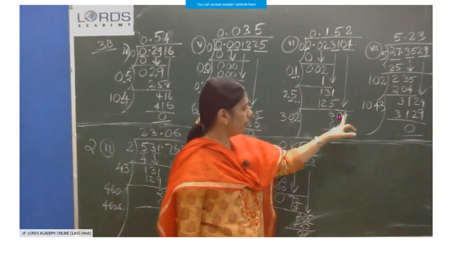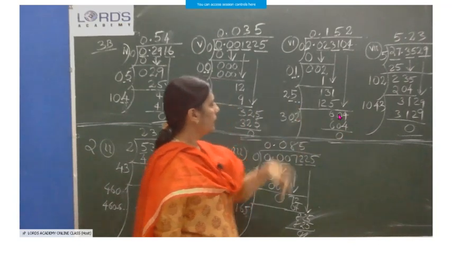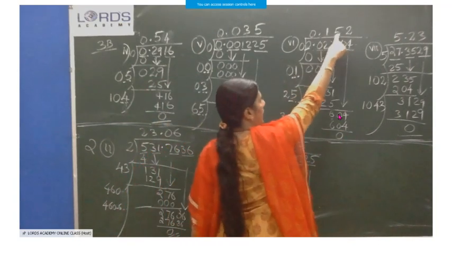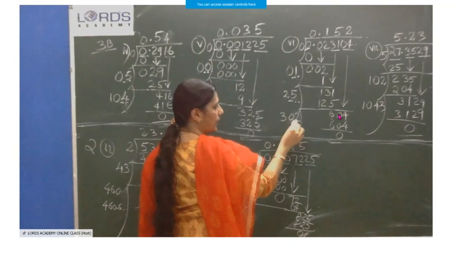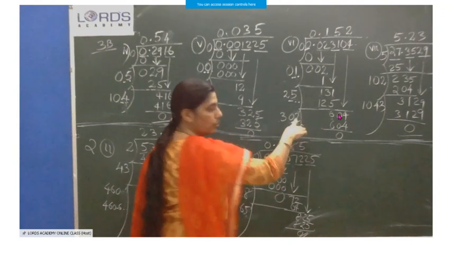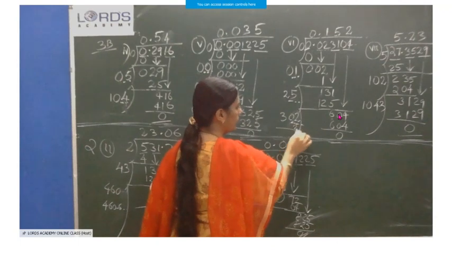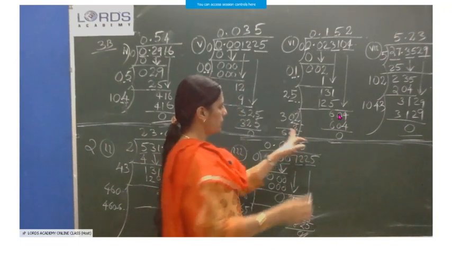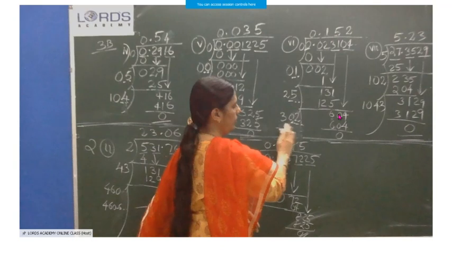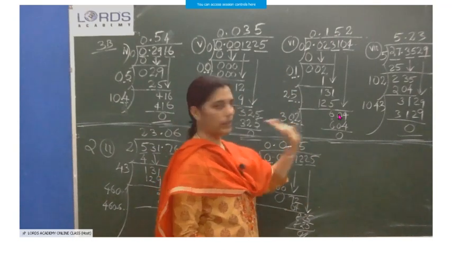Then again 0, 4 you brought down. Then what's the new divisor? It was 15. It's double, 30. And we need one more digit 2. How I got 2? 302 into 2. Yes, we are getting 604. So 2 I wrote there. Here 0.